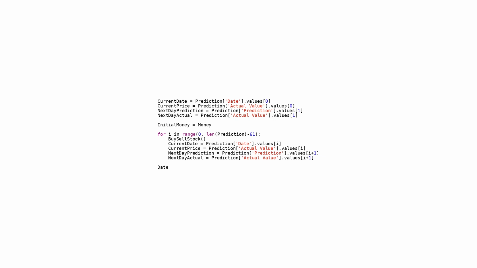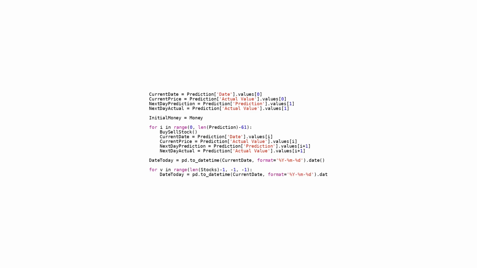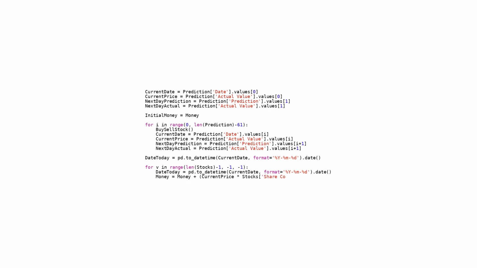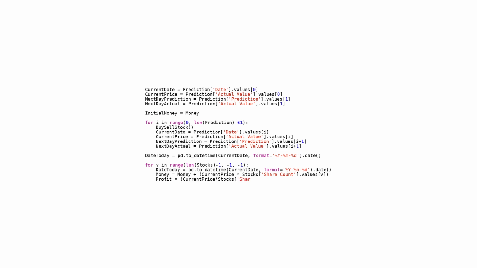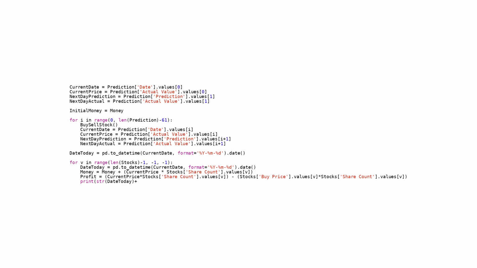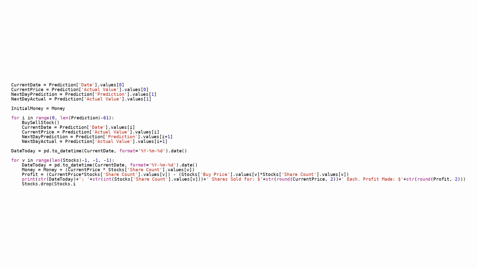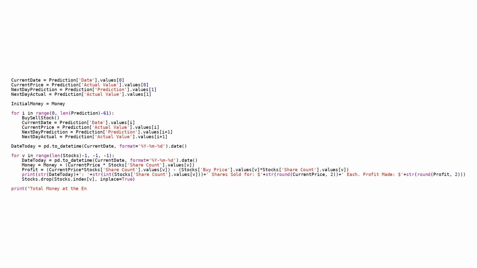At each iteration, it invokes the buy_sell_stock function, assumed to determine buy or sell actions based on the prediction model. It computes profits or losses by comparing the stock's current price with the purchase price and updates the money variable accordingly. Details of the stock sold on a given day, along with the profit obtained, are printed out. The algorithm then removes the sold stocks from its list and continues the loop until it reaches the end of the prediction data. In the end, it displays the total money at the conclusion of the trading period as well as the total profit or loss incurred.